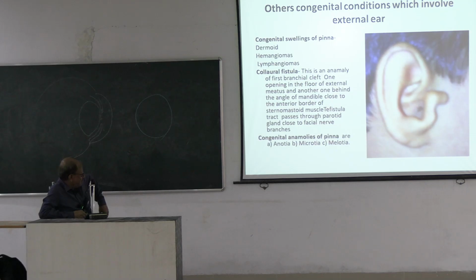Congenital anomaly of the pinna. There are 3 different anomalies of the pinna. Anotia means absence of pinna. Microtia means its morphology is same but size is small. Malotia means it is a deformed pinna.